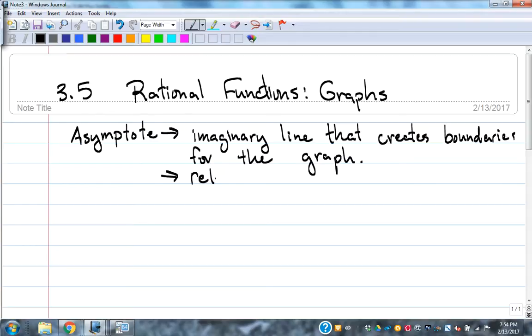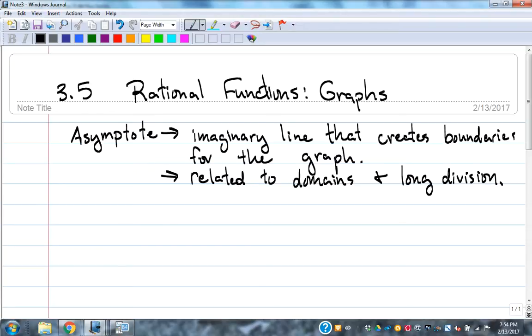Asymptotes are related to domains and do this long division. You've done long division with polynomials in 100. So we're going to pull that back out tonight and do that a little bit as we go here.